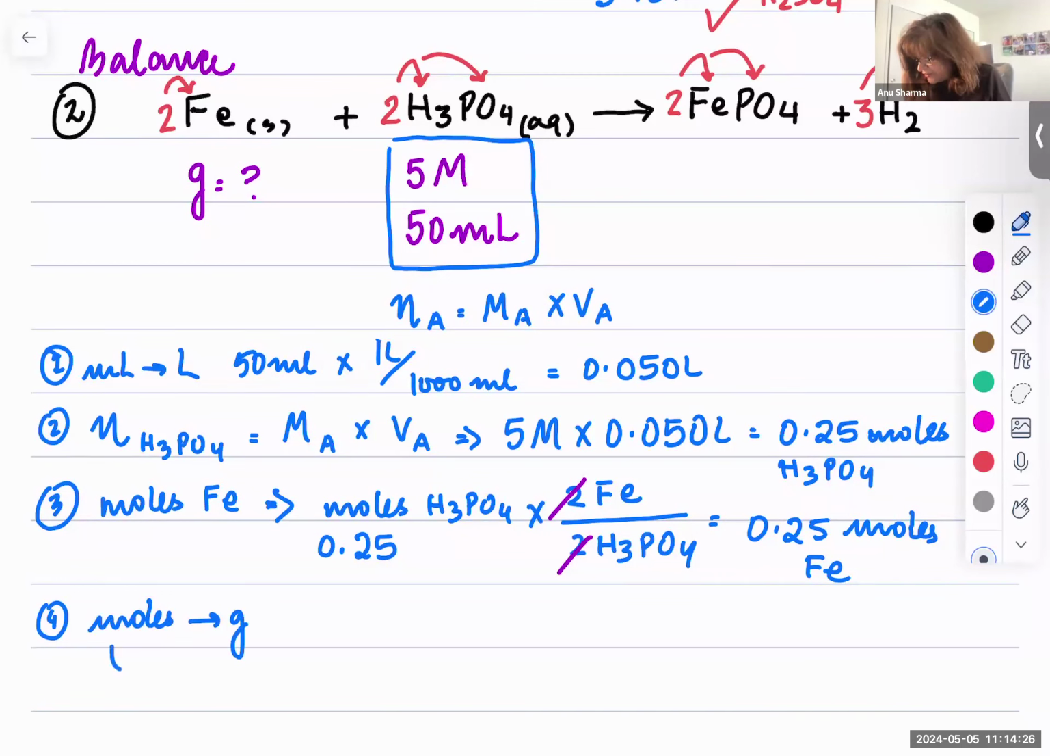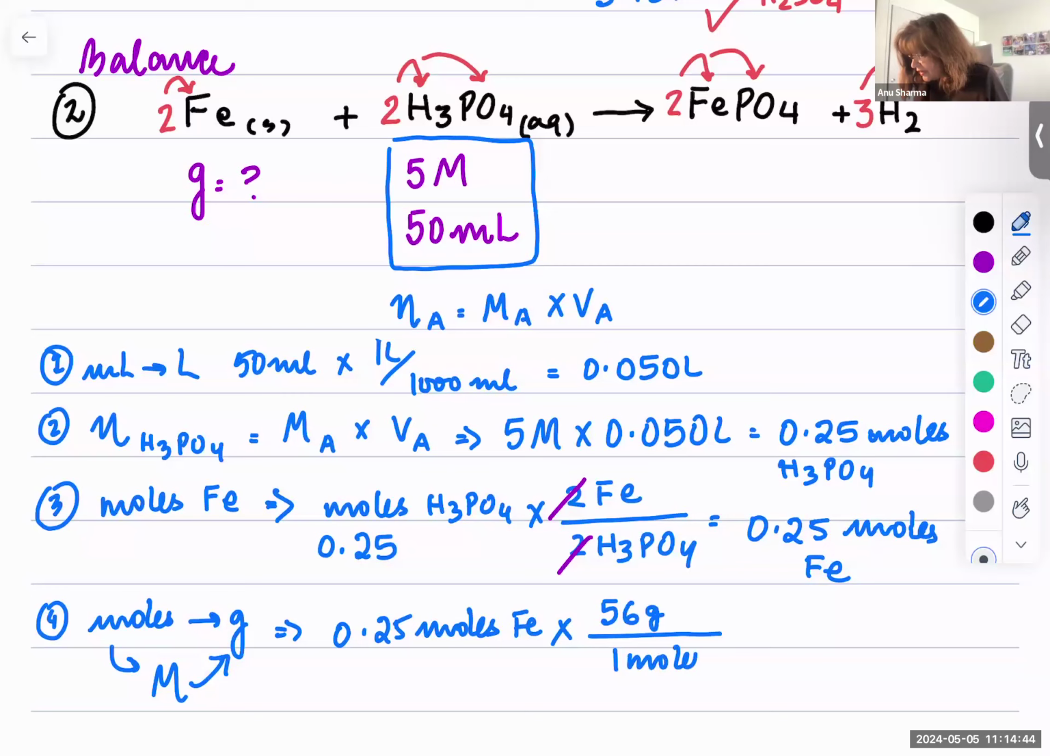Okay, and that is using the molar mass of iron. So here we have 0.25 moles of iron times iron is 56 molar mass and 1 mole. So this is the molar mass of iron. So this gives you 0.25 times 56, and this gives you 14 grams of iron that is needed.